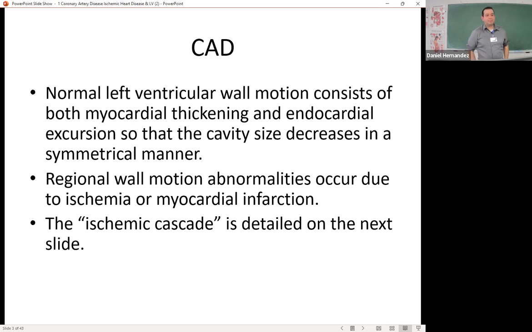Regional wall motion abnormalities occur due to ischemia or myocardial infarction. Inadequate blood supply reaching that muscular layer is going to cause ischemia, reduced oxygen supply to that muscle, and that's going to result in wall motion abnormalities, either akinesis or hypokinesis of that wall. Another thing to note is that coronary artery disease follows something called an ischemic cascade. That's going to be here on this next slide.